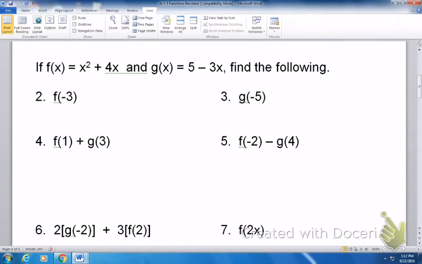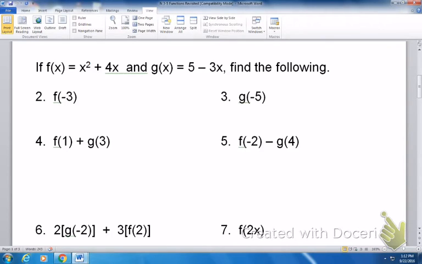Now this is more from like 3-4. It says I have function notation, so it has f of x is x squared plus 4x. There's 2 x's in that. And g of x is 5 minus 3x. And wants us to find the following. So the first one says f of -3.